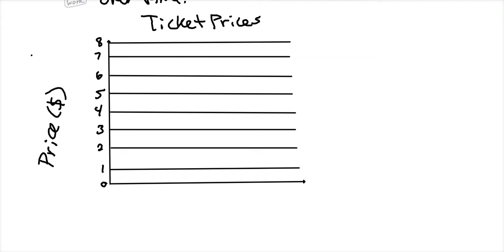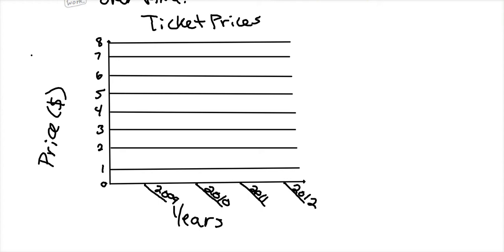Then down here is going to be your years. We only have 4 of them, so we can go far down here. So we got 1, 2, 3, 4. We're at 2009, 2010, 2011, 2012.